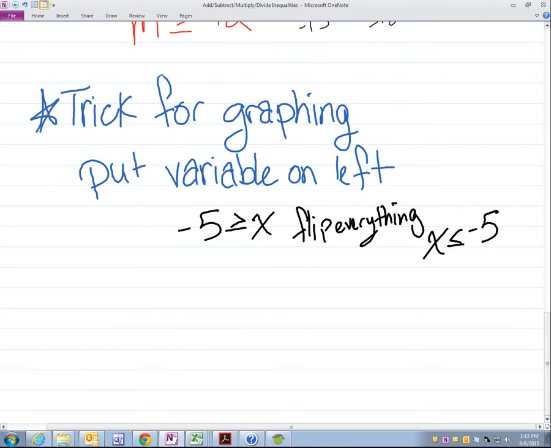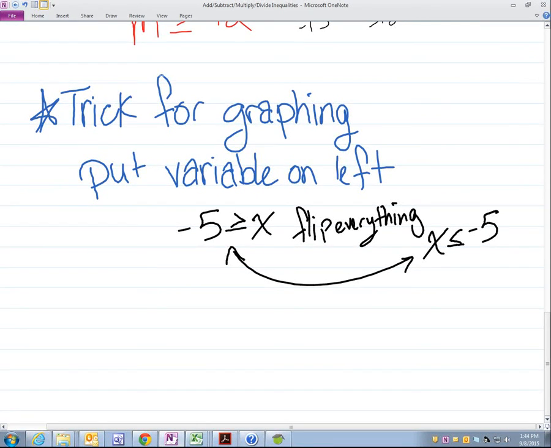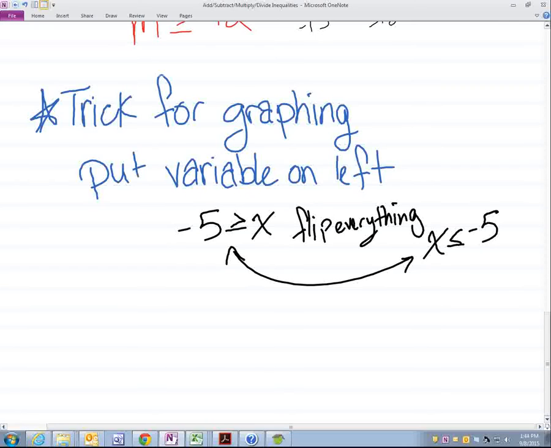Do you see that by having the different perspective of putting x first, these two say the exact same thing? -5 is greater than or equal to x is saying the exact same thing as x is less than or equal to 5. Yes? Would it ever affect your answer, like on multiplication? No, not like that. Not this one, not for the trick for graphing. This is how this is saying, okay?